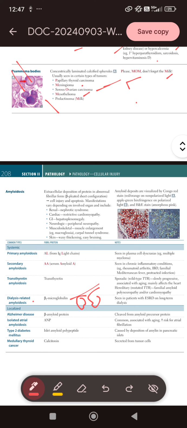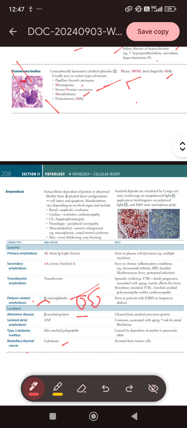Then, what more: beta amyloid protein. This is also asked. Beta amyloid protein is seen in Alzheimer's disease. Then calcitonin is also asked, seen in medullary thyroid cancer.